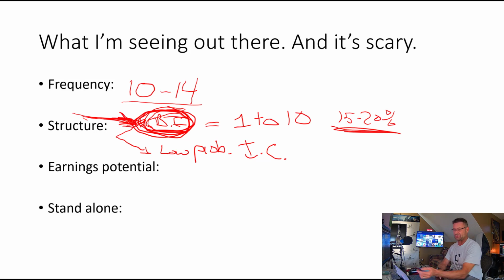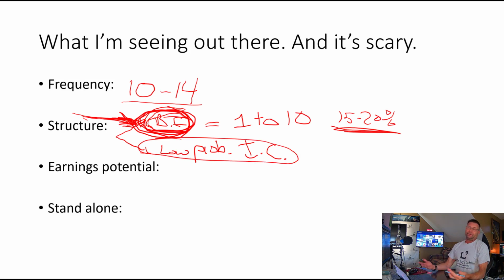Okay. The other structure that we see out there a lot are these low probability iron condors. If you guys understand iron condors, you know you can statistically build an iron condor at 90% probabilities of success.